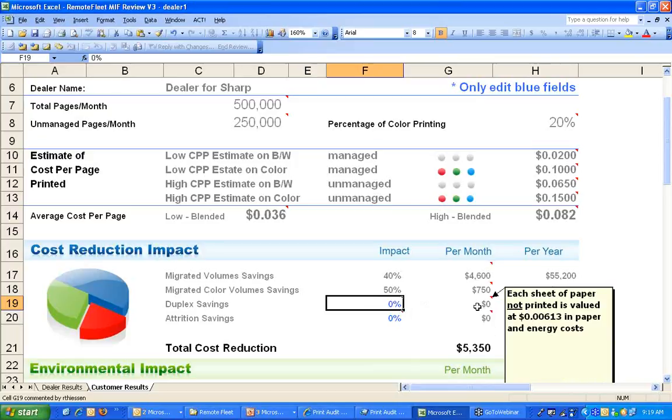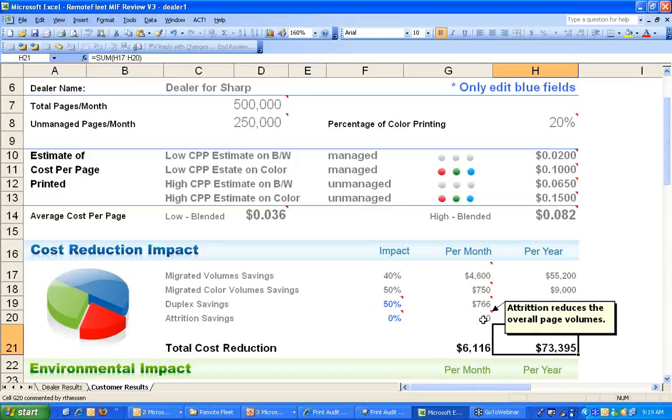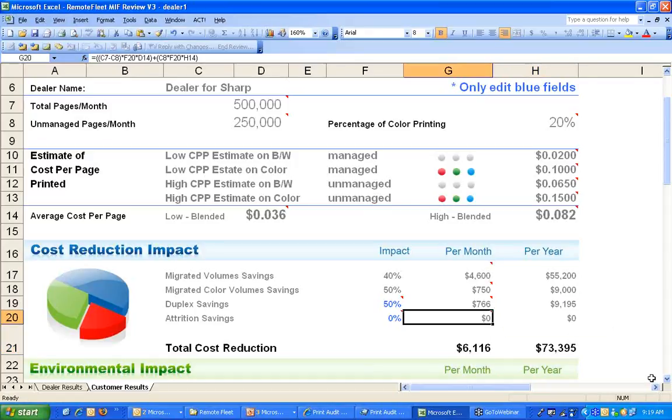And if we were to apply a rule that was observed just 50% of the time by the users in the environment, that would add another $766 in savings. So we're starting to get up to some pretty significant savings for this customer on a year-over-year basis. That's $73,000 so far. Okay. Now, attrition is the last value that I want to talk about here in terms of a dollar savings.